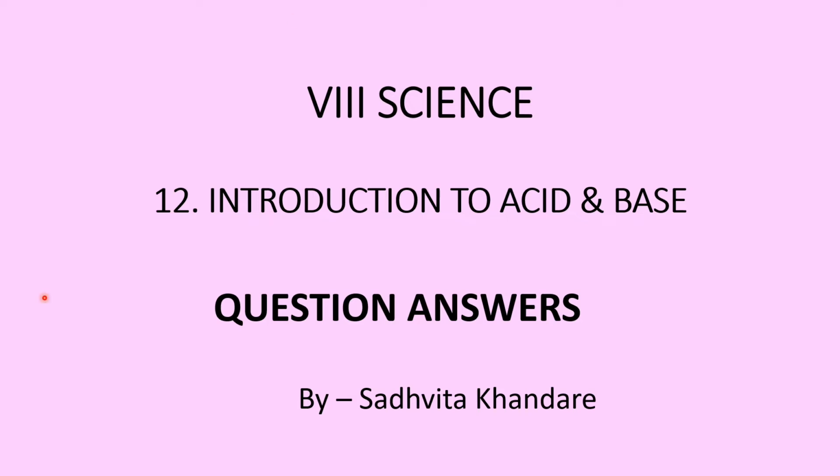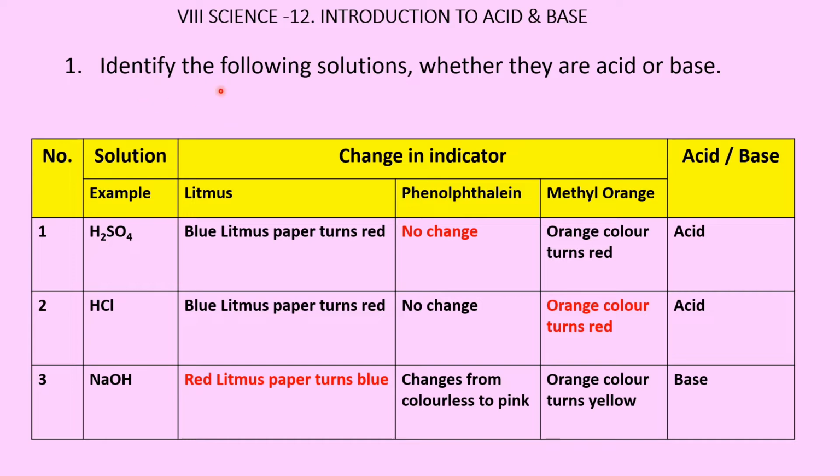So let's begin. First question, identify the following solutions whether they are acid or base. Here the red ones are already given to you in the textbook, children, and the black ones are your answers. These can be examples of a few acids and bases. They can be probable acids or bases.